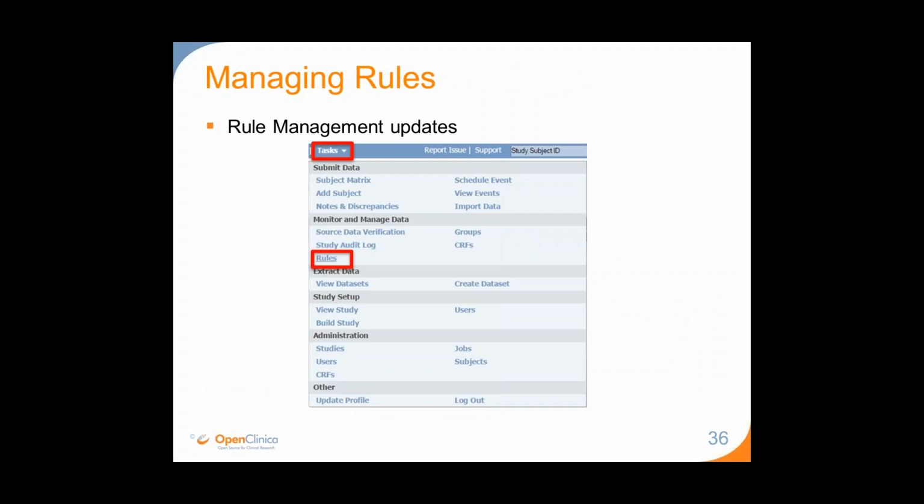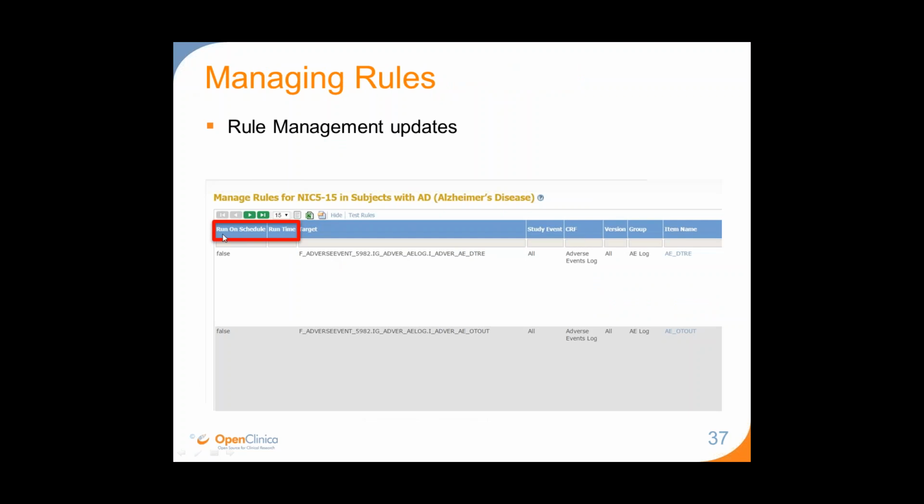As a result of adding that run on schedule to notification actions, we've had to update the Manage Rules page. So if you go to the task menu and choose rules, you'll see 2 additional columns in that table. Run on schedule, which would indicate either true or false, and if it was true, the runtime would be specified in the second column.